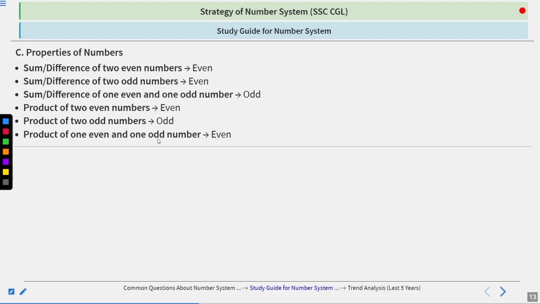Product of one even and one odd number will always be even. Now see some examples related to these properties. So, sum or difference of two even numbers.